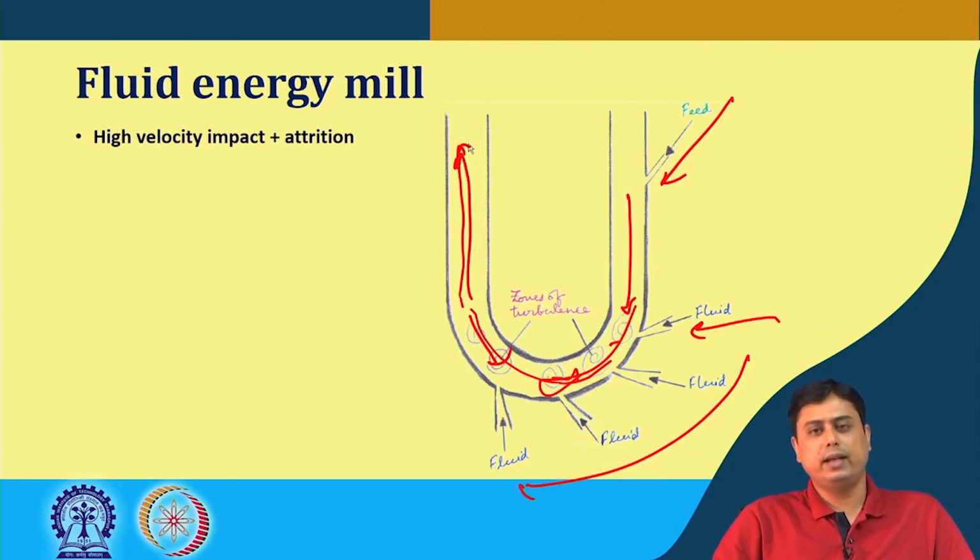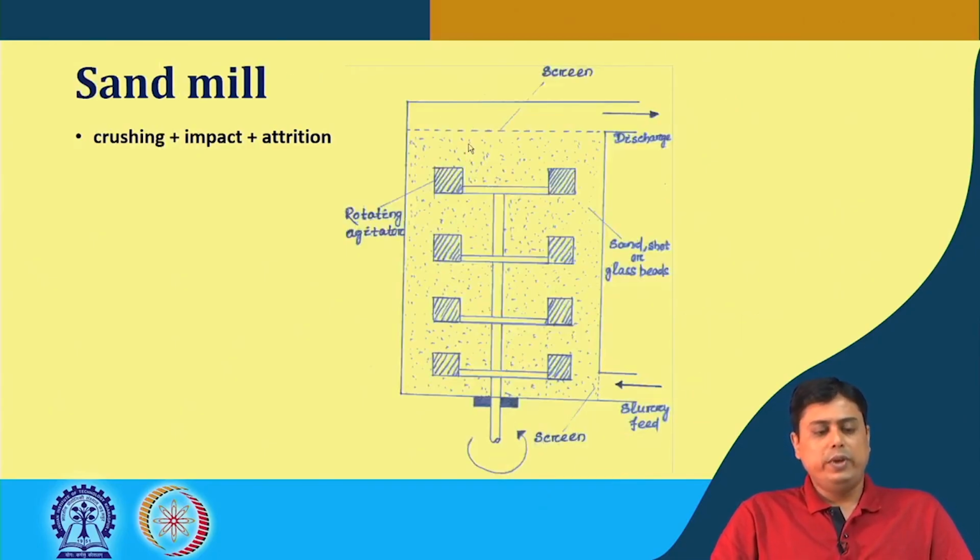So, this is the second category of stress mechanism that we defined earlier, that is the impact plus attrition. So, the last three equipments that we have seen dealt with this kind of mechanism, that is impact plus attrition. We then have the combination of these two mechanisms that we have seen, that is crushing plus attrition. The second one was impact plus attrition. Now, here we have crushing plus impact plus attrition, and that happens in a sand mill.